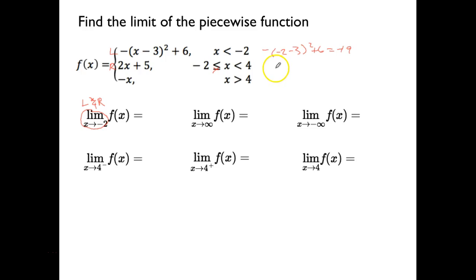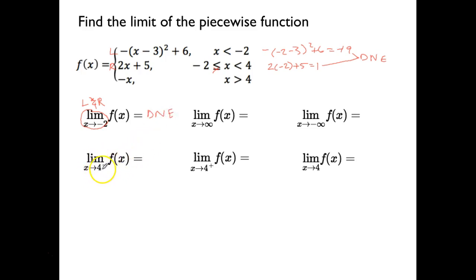Okay, the next one, we're going to plug -2 into the right-hand side. It's going to be 2 times -2 plus 5. That's going to be 1. If you notice, from the left and from the right, they do not approach the same place. So we would say this limit does not exist.